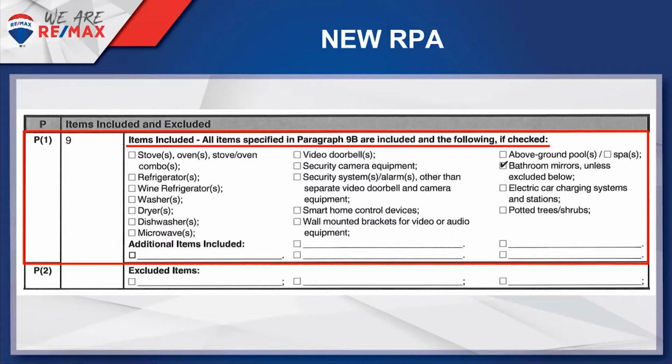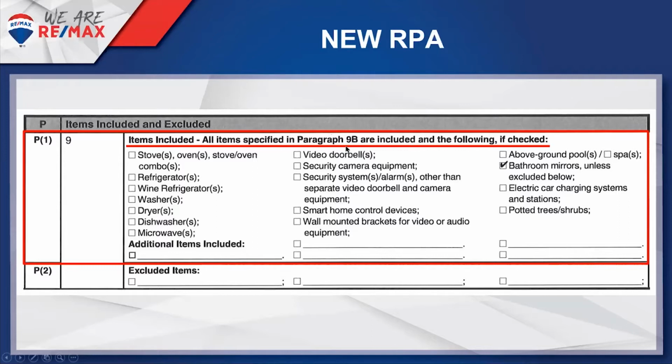It's the fixtures, window coverings. The definition of window coverings has been greatly expanded. There's been more clarification on security systems and what you call smart homes and those kinds of things. That's all contained in 9B. We won't get to 9B today, but our next session will go through that in detail.